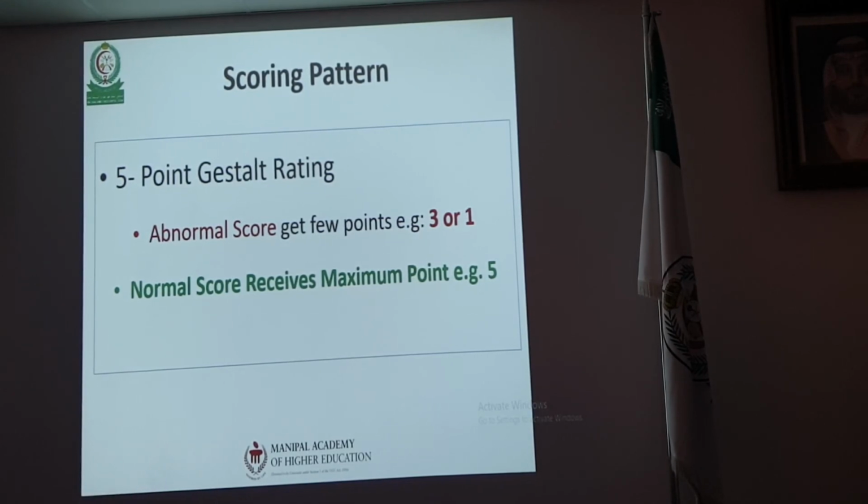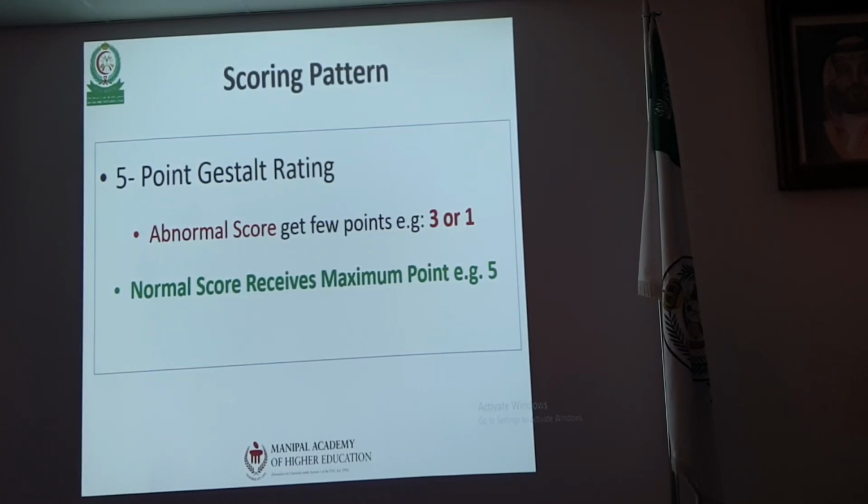Okay, the scoring pattern you will see anywhere you look, on the extreme right column: you will see 5, 3, 1. Clear? Most of the items you will see 5, 3, 1. That means it will be scored based on 1, 3, and 5, where 1 is considered the least score, 3 is considered the mid-range score, and the highest score is considered 5.